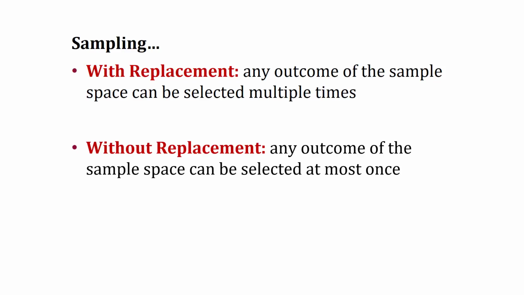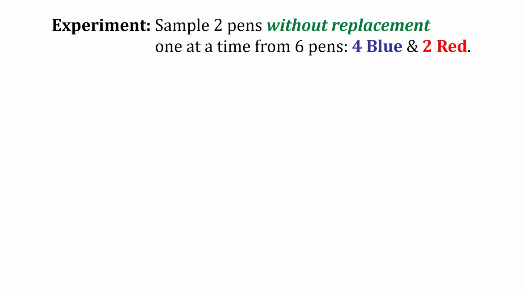So a quick example of this. Let's say you have 6 pens. 4 of them are blue and 2 of them are red. And I'm going to sample 2 of them without replacement. So I've got my 6, I'm going to pull out 1, and then I'm going to leave it out, and from the remaining pens I'm going to pull out another one. I can visualize this entire process, this entire experiment, with a tree diagram.